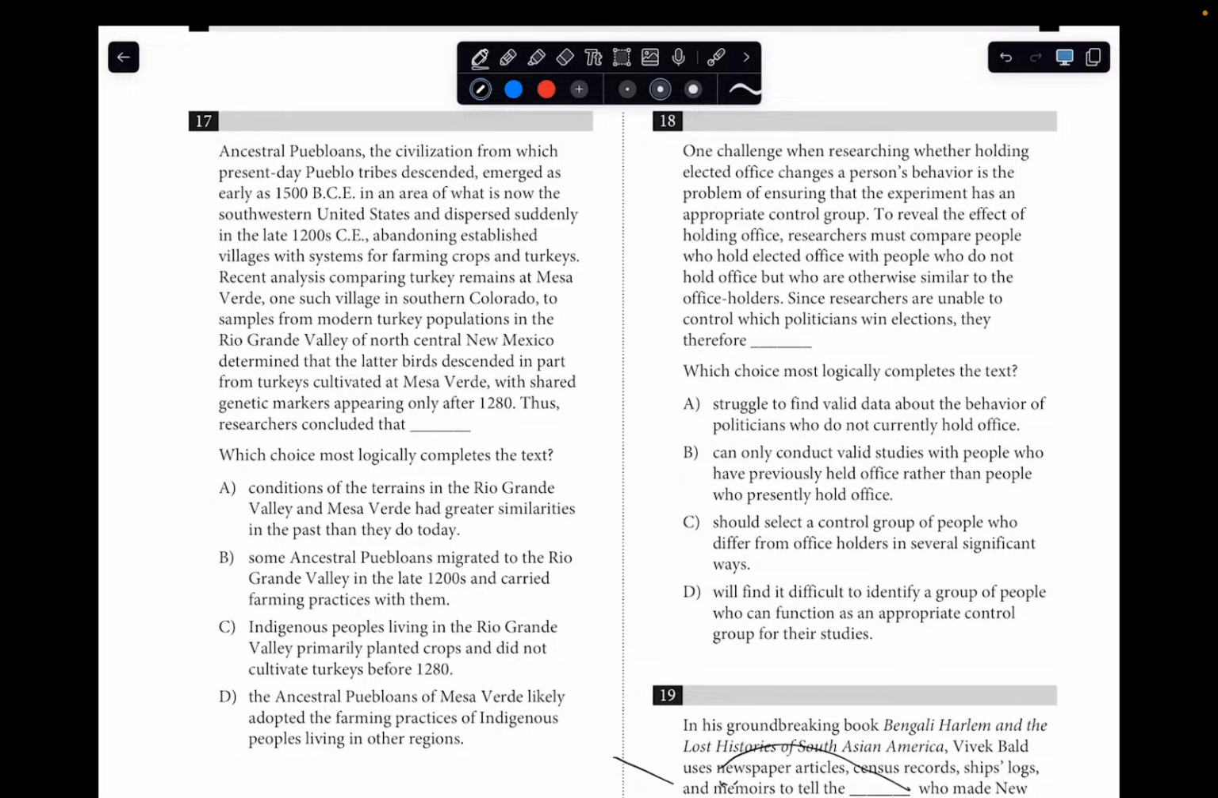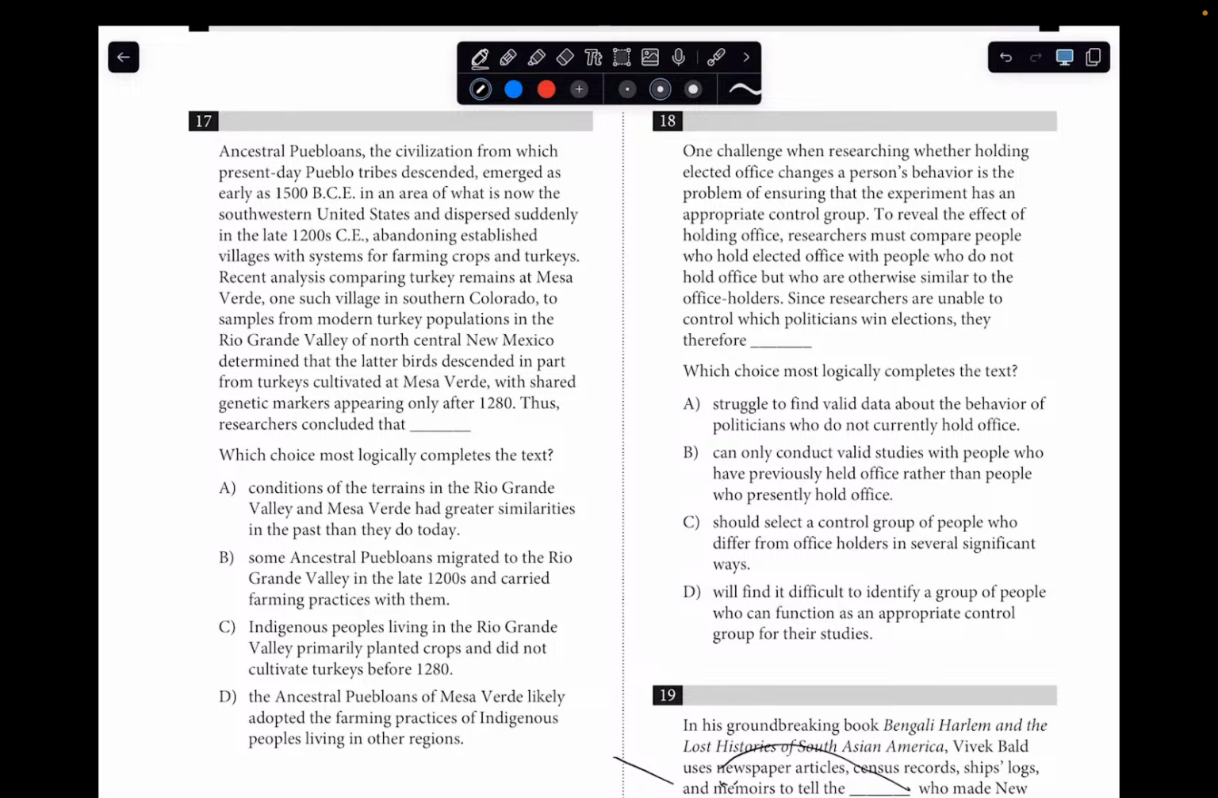The text states that in the late 1200s CE, the ancestral Puebloan civilization abandoned villages in its original homeland, which included the Mesa Verde site. The text goes on to say that recent genetic analysis has demonstrated that the modern turkey population in the Rio Grande Valley descends partly from the ancient turkeys raised at Mesa Verde, and that the genetic markers shared by the two turkey populations first appeared at Mesa Verde only after 1280 CE. Therefore, it can reasonably be concluded that some ancestral Puebloans migrated to the Rio Grande Valley in the late 1200s and carried their agricultural practices, including the farming of turkeys, to their new home.